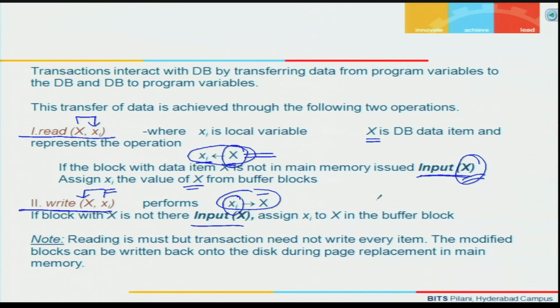The modified blocks can be written back onto the disk during page replacement in main memory. That means whenever it is time to process the data, it needs to bring the data block which contains the data item from the hard disk to the memory, and from there to the local program variable. But writing back onto the disk need not take place immediately once the processing is done, and it can be done at the time of page replacement for the main memory.